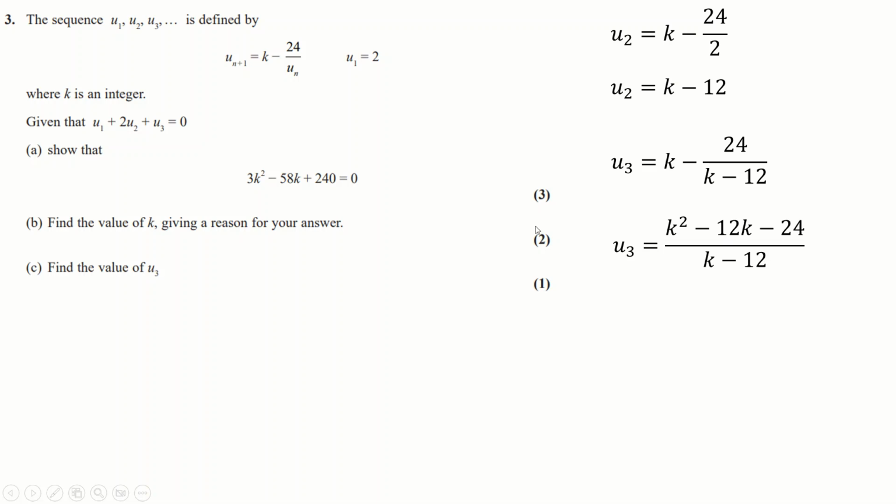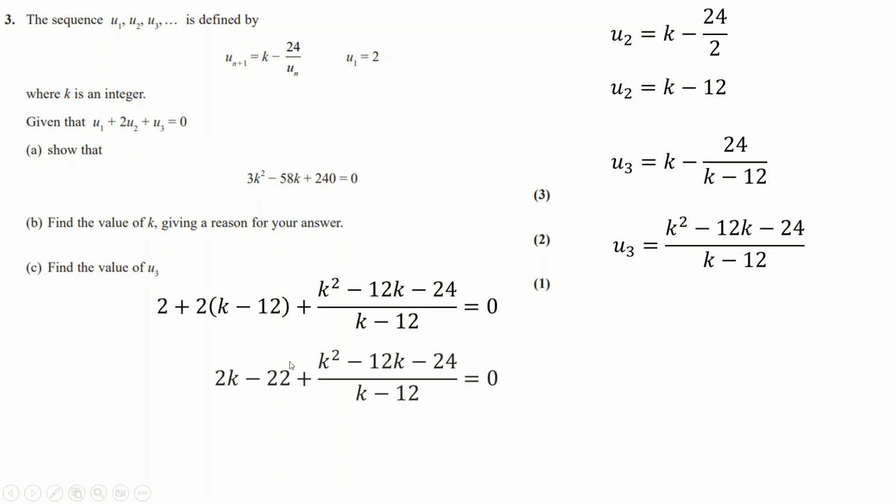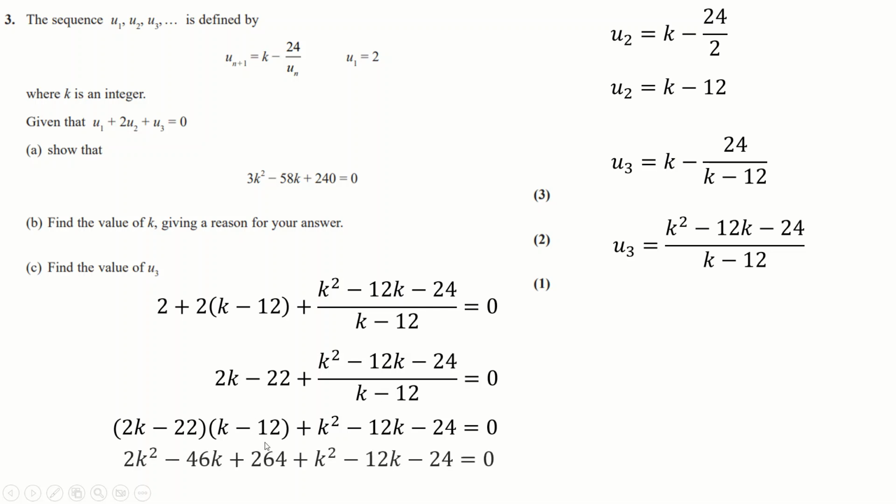And yeah, that's that. And then it says this thing here is true. So we take this, we add 2 lots of that, and then we add that, and we apparently get 0. I think I put these together first. Then I times everything by this denominator, because 0 times this is still 0. And we got this, expand this out and tidy it up, and you get what they asked for.